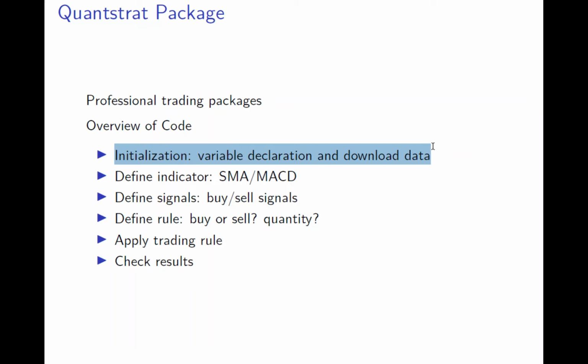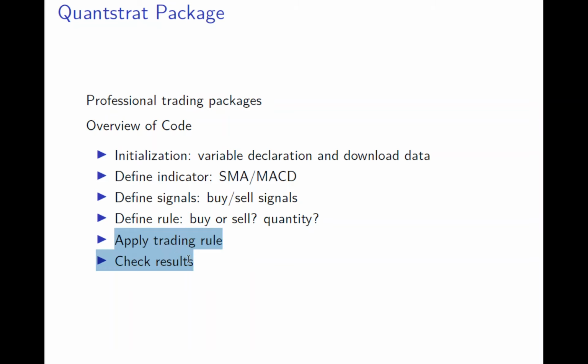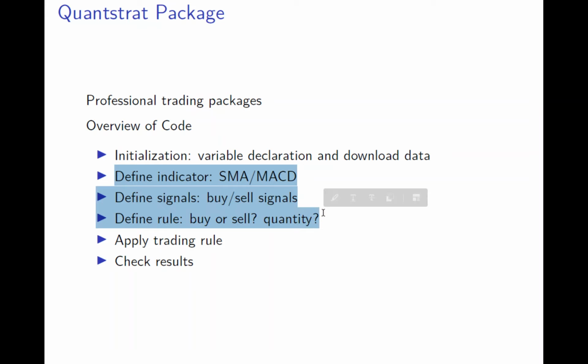So initialization is something that we learned in blotter already, and applying the trading rule and backtesting the result, we already know how to do. What's new here is that we have three steps. We define the indicator. We have to define properly how the trading signal is transformed from the indicator, and how we use the signal to form the trading rule. The three middle steps are something new here. So we focus on the naive filter rule to show you how the machinery works.